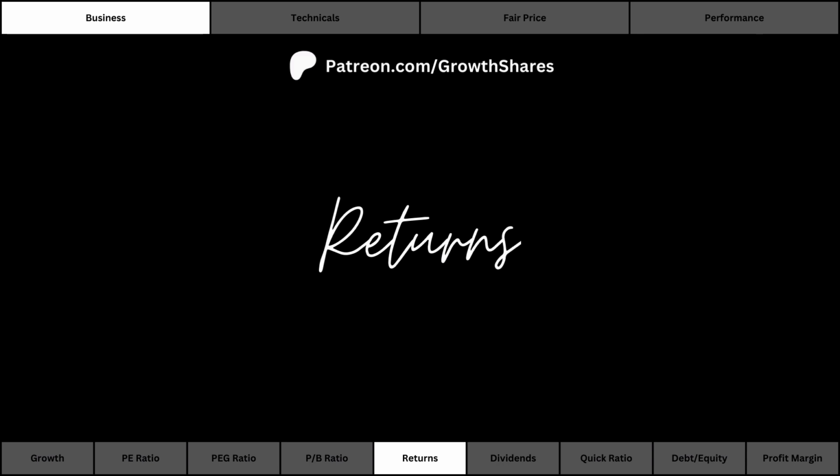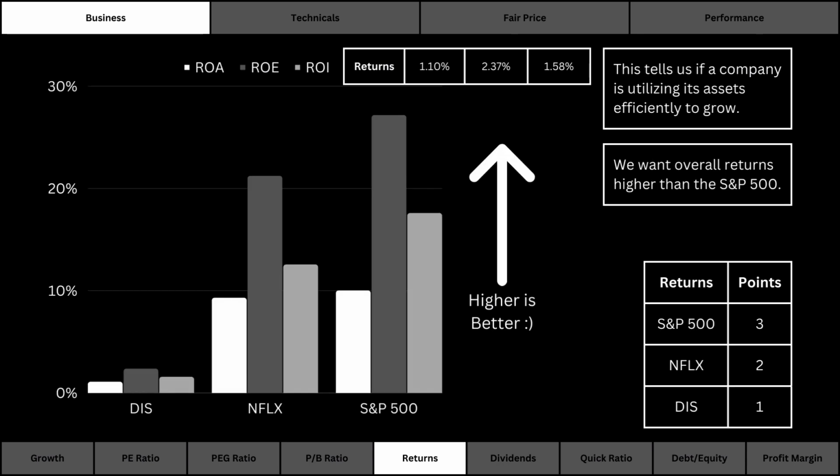Returns. This tells us if a company is utilizing its assets efficiently to grow using return on assets, equity, and investment as our measurements. Ideally, we want these returns higher than the S&P 500.